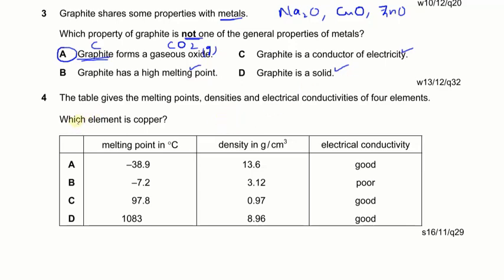In the next question, we got a table in which we got different metals and their melting point, density, and electrical conductivity is shown. They're saying which element is copper. Now, copper is a transition element, and transition elements, they have high melting points. Okay, so the high melting point that we have is only this one. They have high density as well and they are good conductor as well. So D is a right answer.